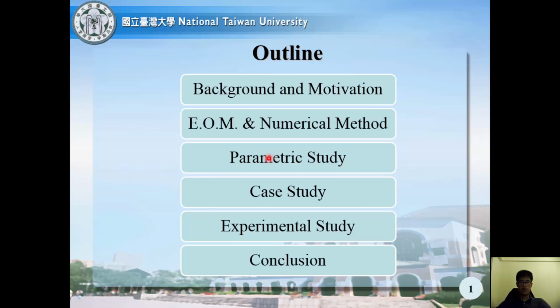First of all, I'm going to talk about why I am doing this research, and later on I'm going to derive the equation of motion and also introduce the numerical method which we're going to use for the further discussion. In order to know our system thoroughly and comprehend its characteristics, we'll go through a parametric study. And in order to know the feasibility of our system, we'll go through a case study. Then we wish to verify our numerical method and know the actual effectiveness of our system, so we'll go through an experimental study. And finally will be my conclusion.